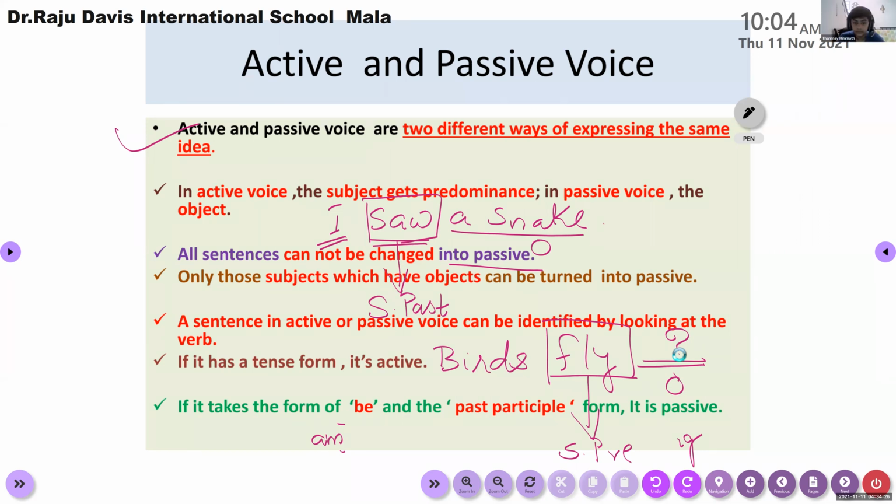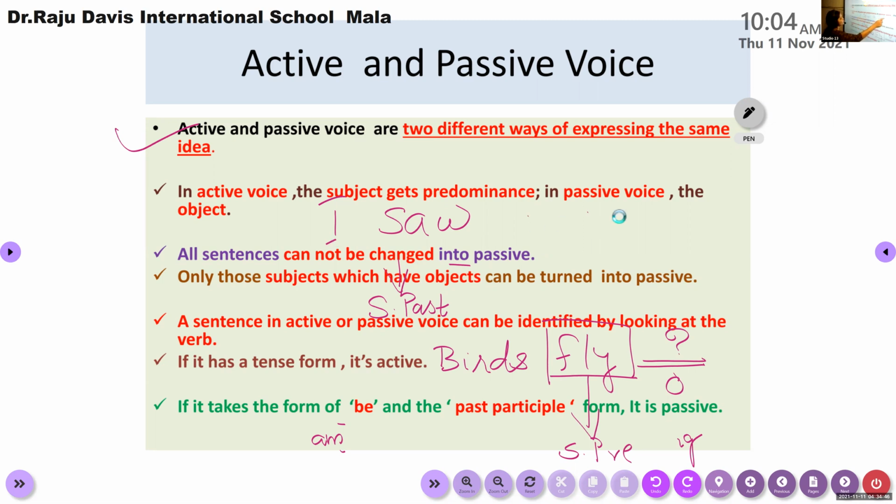Yes, ma'am. Okay, a sentence in active voice can be identified by looking at the verb. Again, I'm saying just look at the sentence. I saw a snake here. By looking at the verb, you know the word saw is the verb in the sentence, I saw a snake, right? So if you want to identify whether the sentence is written in active or passive voice, look at the verb.